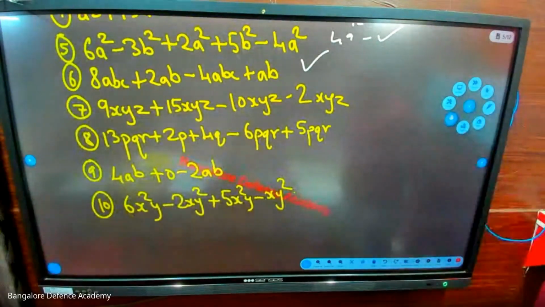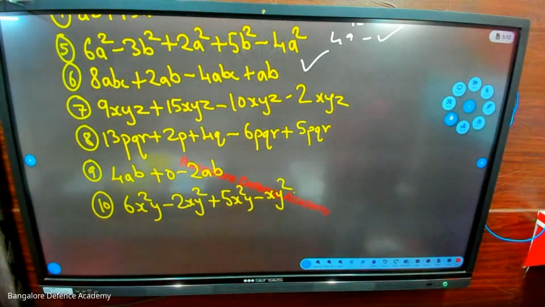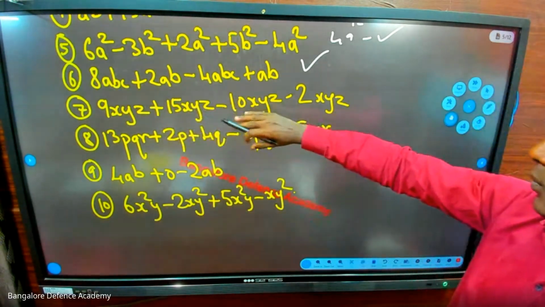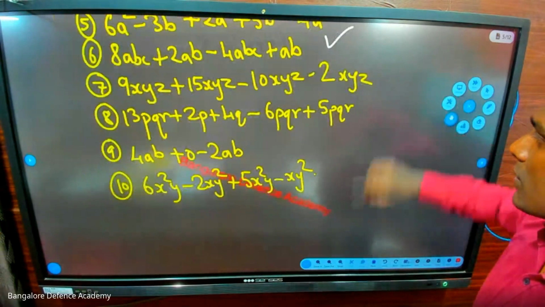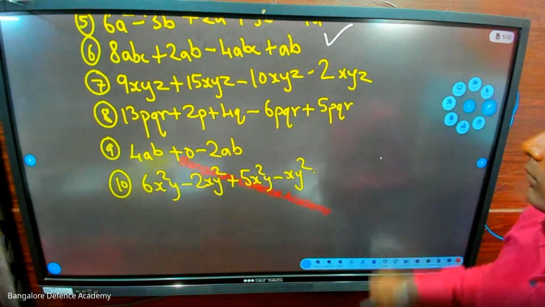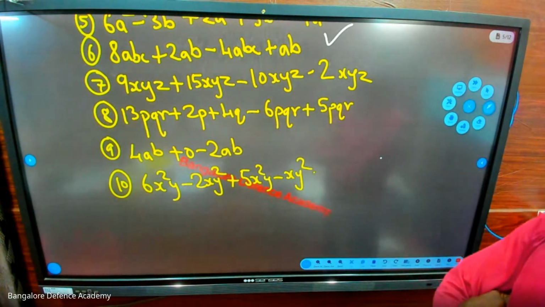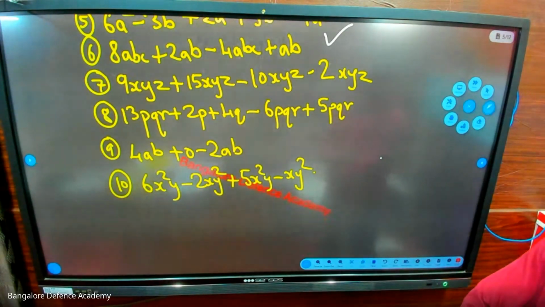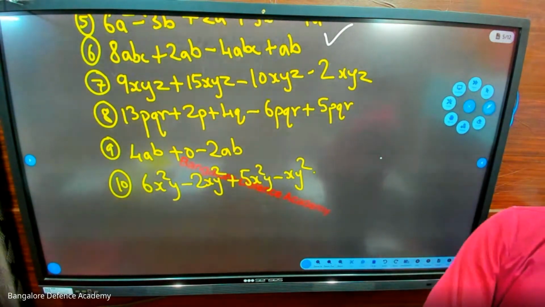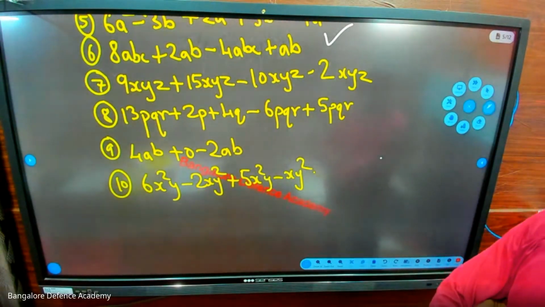12xyz. 12xyz. So you get 24. 24 - 1 = 14. 14. Yeah, correct. Next. 12pr + 2t + 4q. Okay. Next. And 2ab. Correct. Next.